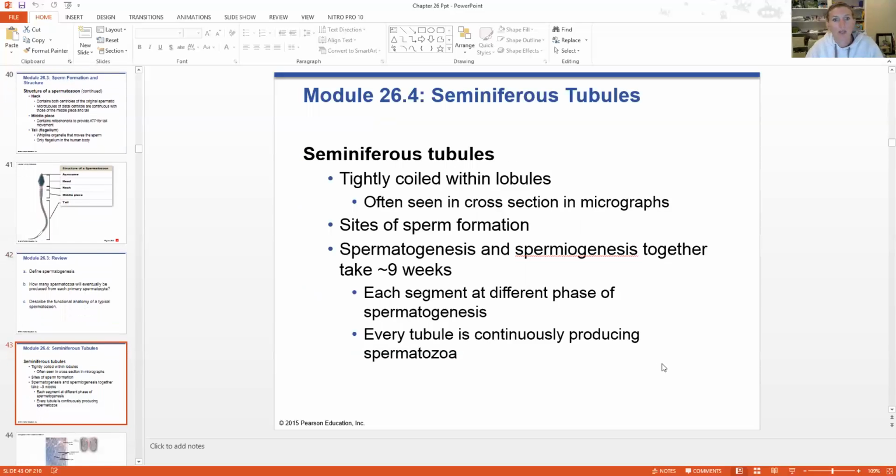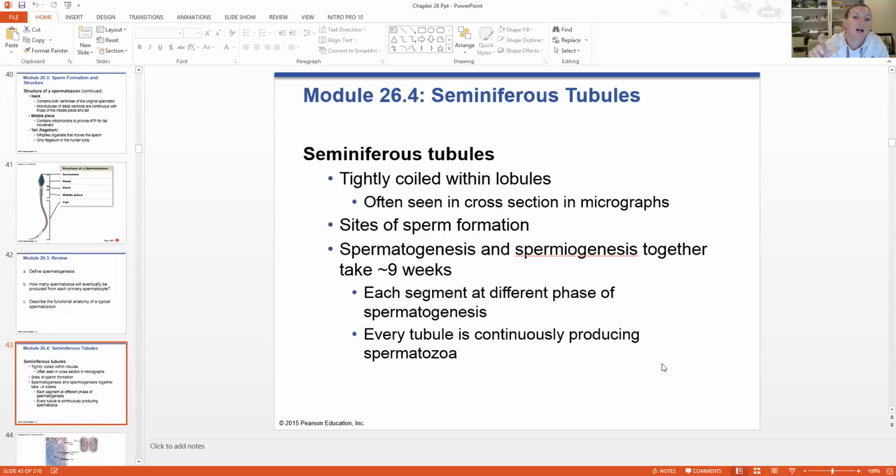We're going to keep going, talking more specifically about the seminiferous tubules here. As we've mentioned before, they're very tightly coiled tubules within the lobules of the testes, and this is where sperm are formed. This is the site of sperm formation. Spermatogenesis and spermiogenesis take approximately 9 weeks from the time we have a spermatogonium dividing to the time that we have a mature sperm cell.